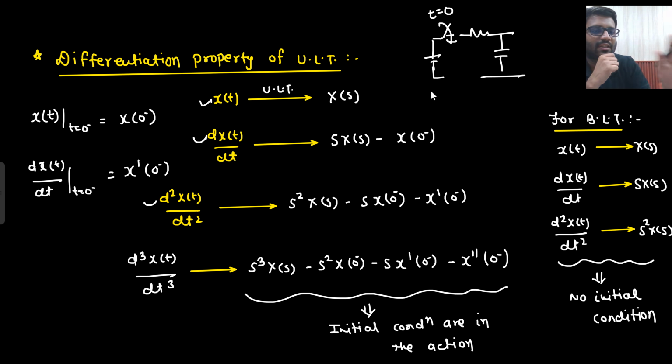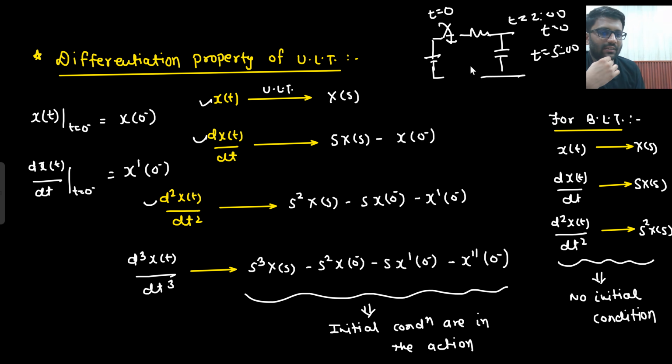But for bilateral Laplace transform, there is nothing called initial condition, because bilateral Laplace transform takes the integration from minus infinity to infinity. But unilateral says that I will start from a particular time, and this particular time could be anything. Someone is starting at 2 a.m., so that 2 a.m. will be t equals 0. Someone is starting at 5 p.m., so that 5 p.m. will be t equals 0.